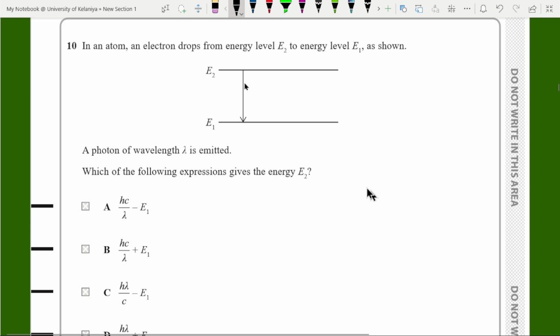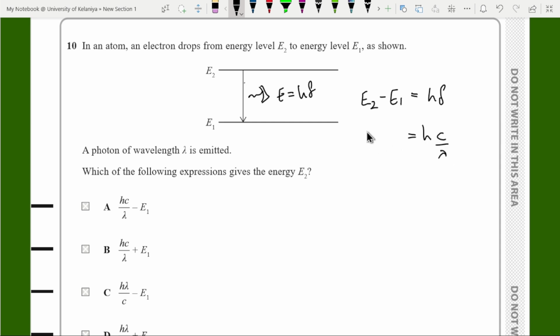This one is very easy. Here they are telling that in an atom, an electron drops from energy level E2 to energy level E1 as shown. A photon of wavelength lambda is emitted. Which of the following expressions gives the energy E2? So if the electron drops from energy level E2 to E1, a photon will be emitted. And we all know the energy of the photon is equal to hf. Then according to energy conservation, the drop of the energy of the electron is E2 minus E1. That change in energy will be converted to a photon, so it is equal to hf. So instead of f, you can place c over lambda: E2 minus E1 equals hc over lambda.